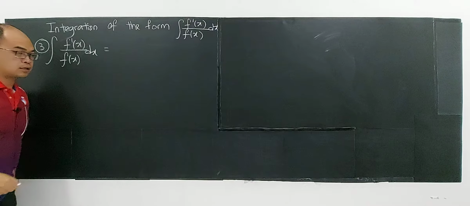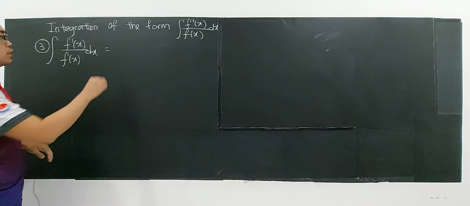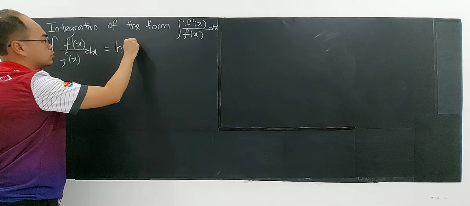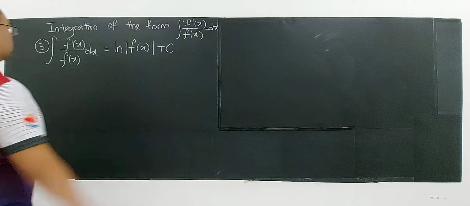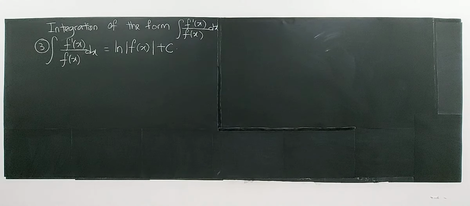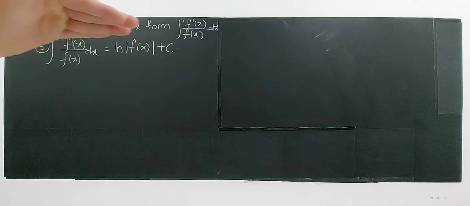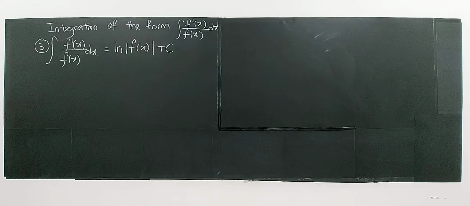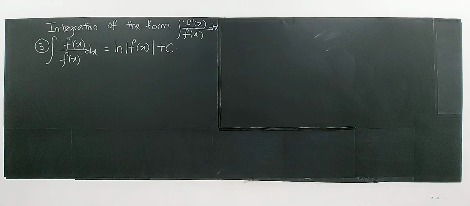So if you have this as your differential and this as your function, the formula you can directly write as ln modulus of f(x) plus c. Alright, so this is very easy. As long as you see this form of integrand, then after integration, this is your function. Alright, so let's look at example 1.